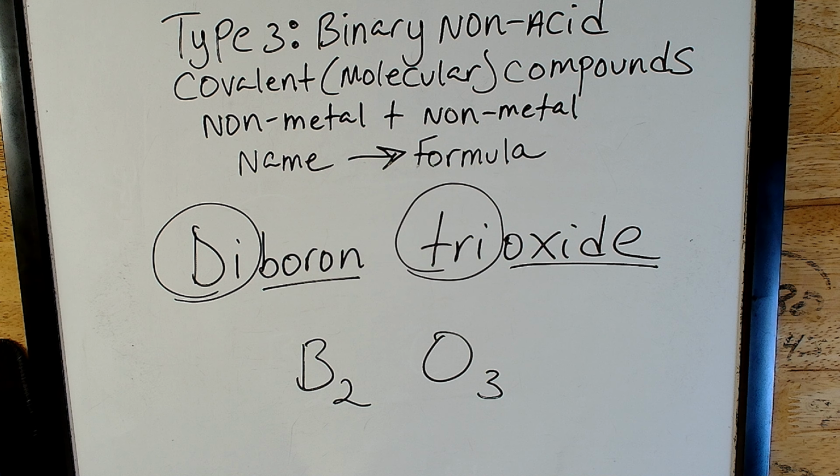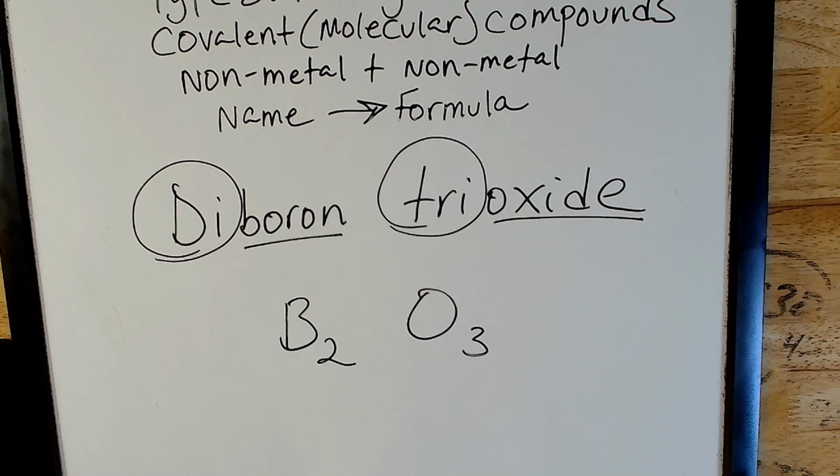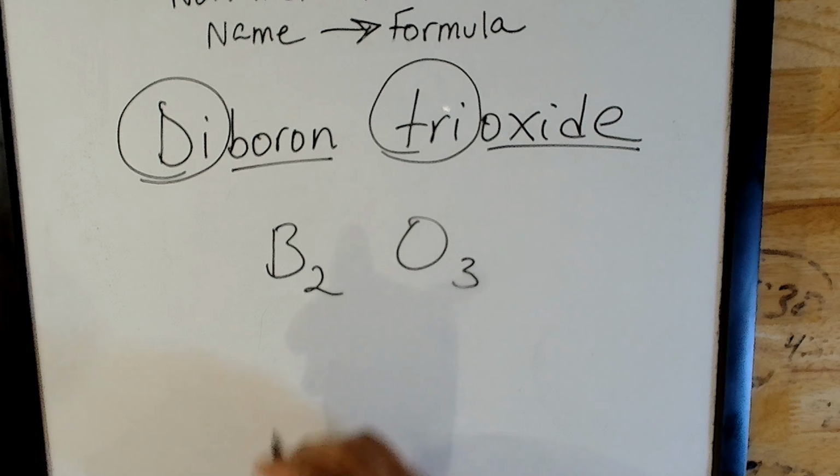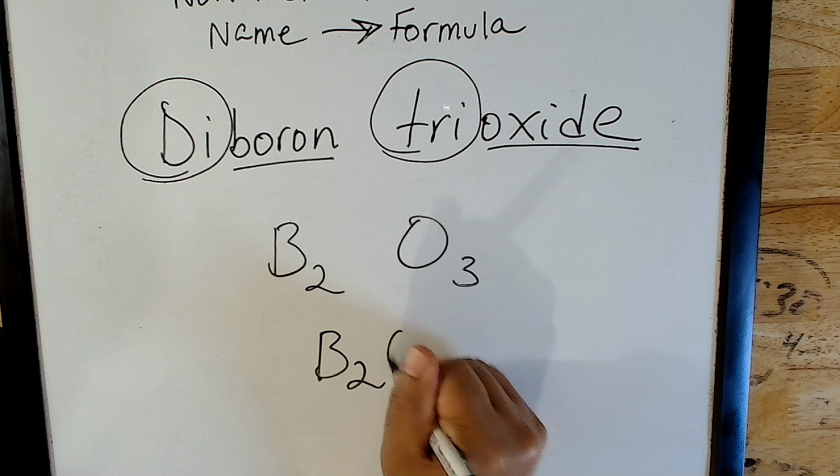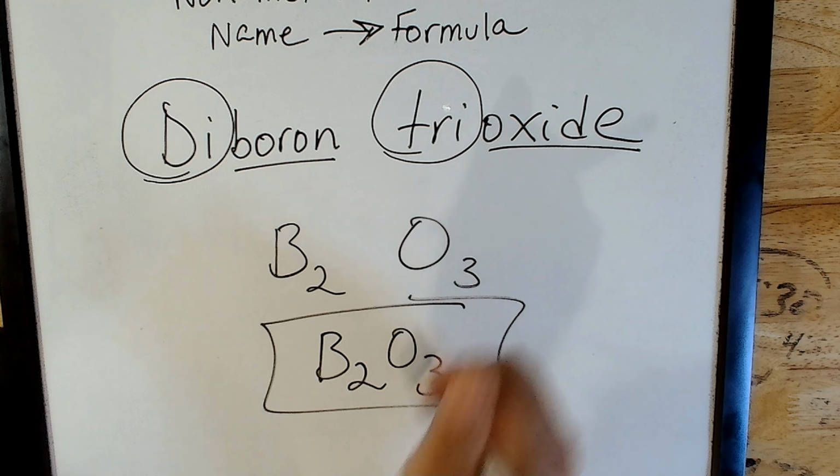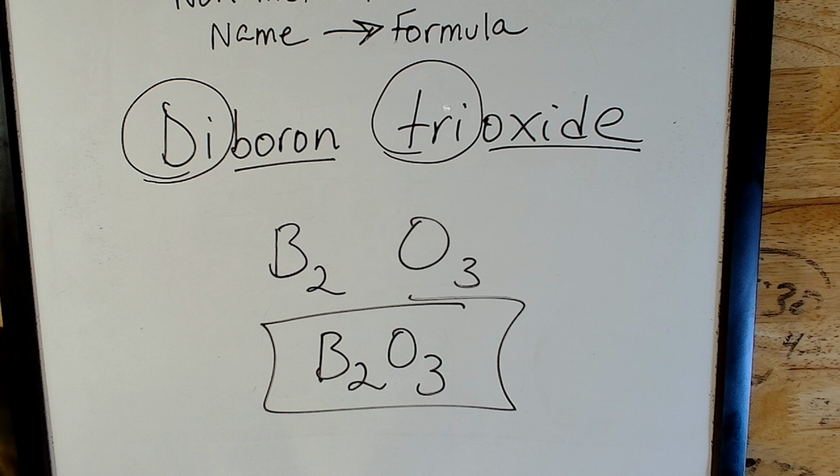And the last step is to write the chemical formula by combining the symbols and subscripts. So I just put it together. That's going to be my chemical formula.